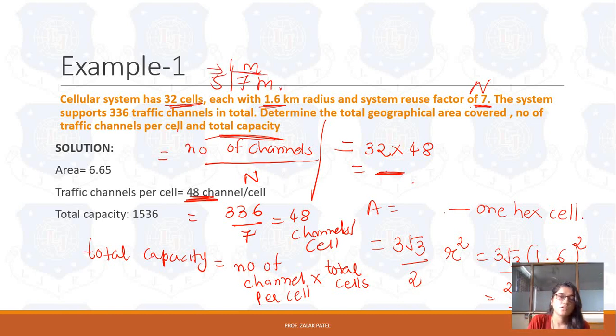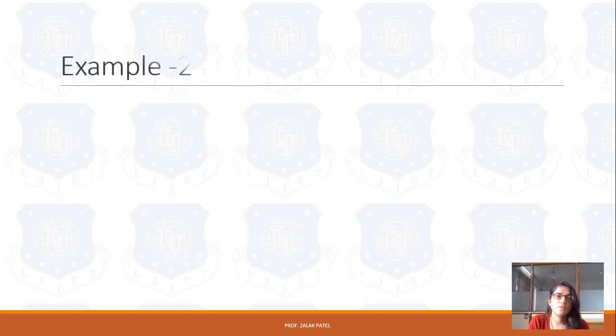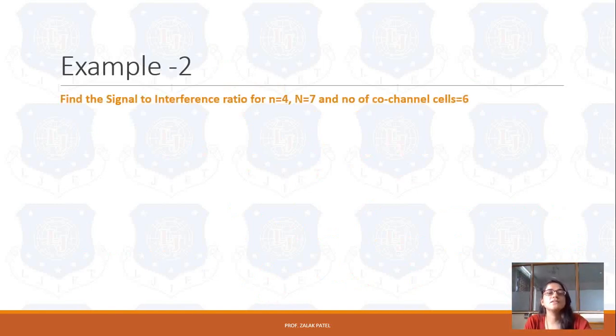Okay. Now let's consider another topic-related example: find the signal to interference ratio for n equal to 4. Here n equal to 4 means the path loss exponent is given. N is called the path loss exponent. Then the cluster size is given.